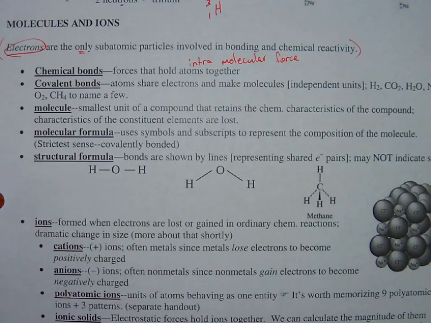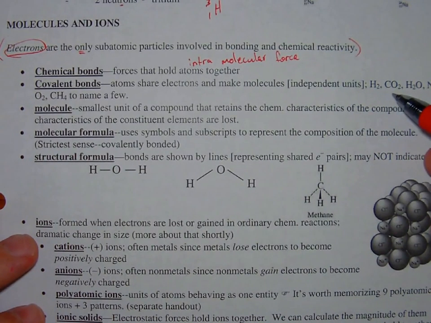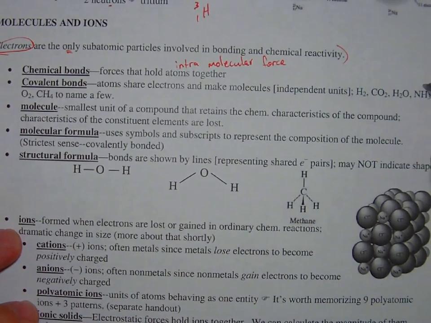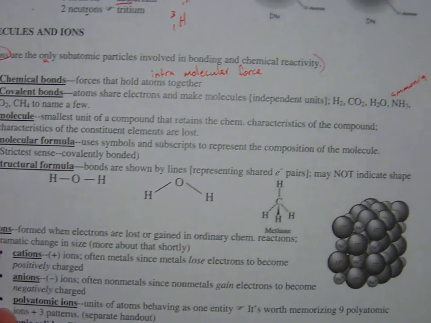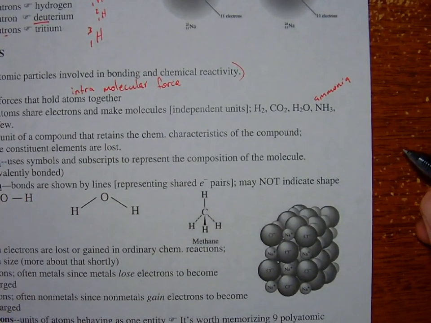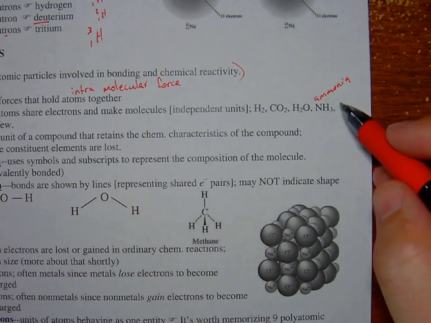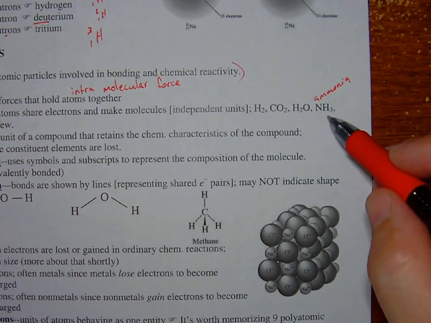There are a couple different kinds of bonds. One of the types of bonds that we are going to look at quite a bit is covalent bonds: atoms that share electrons and make molecules, meaning independent units, right? Here are some examples. We've got hydrogen, carbon dioxide, water, and this is ammonia. Went off the page a little bit. That is ammonia. So I hope you just get okay with the fact that this is ammonia.